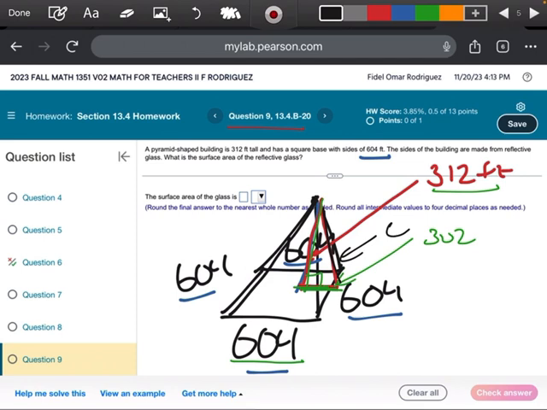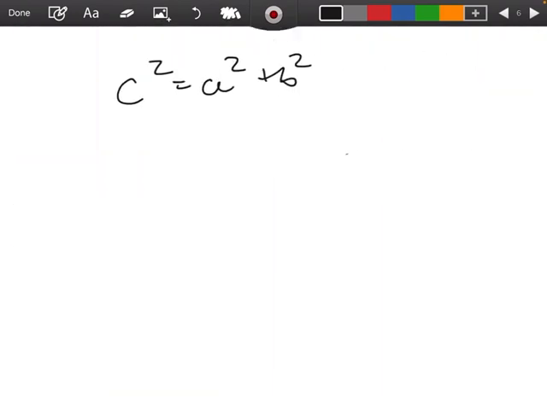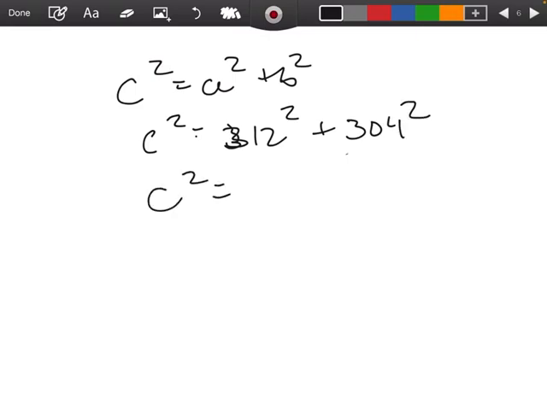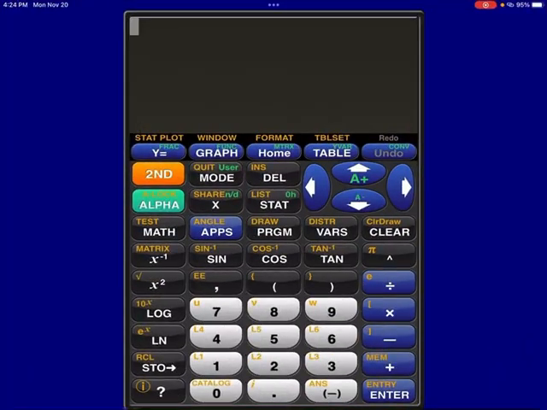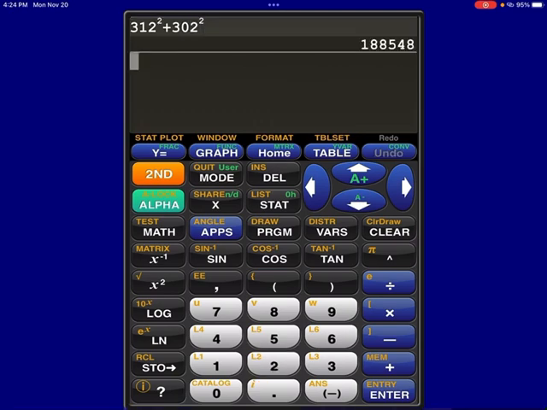So let's do it like this. Let's say we're going to take 312 squared plus 302 squared. So let's go ahead and do this part here on my calculator. So let me clear this out. Okay, so I'm going to say 312 squared plus 302 squared. Okay, it's giving me that number. And I'm going to take the square root of it.